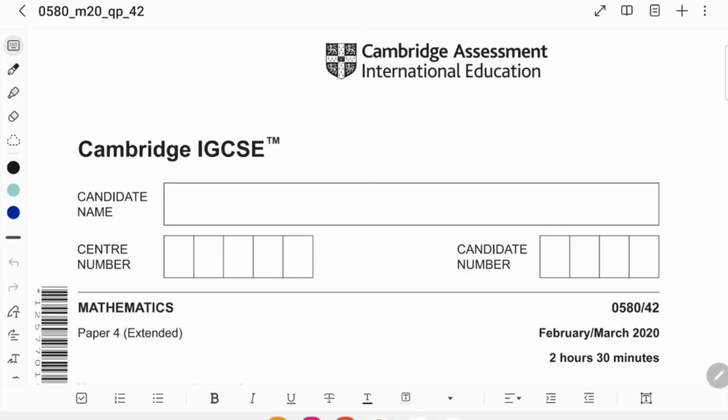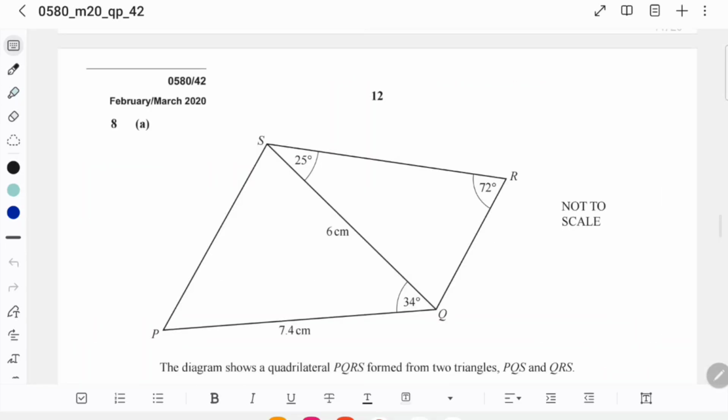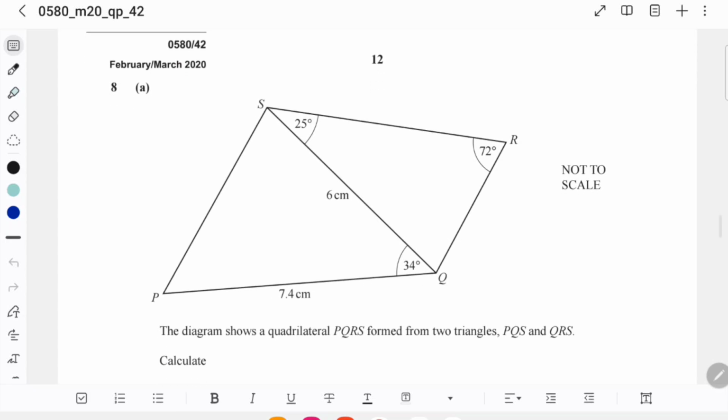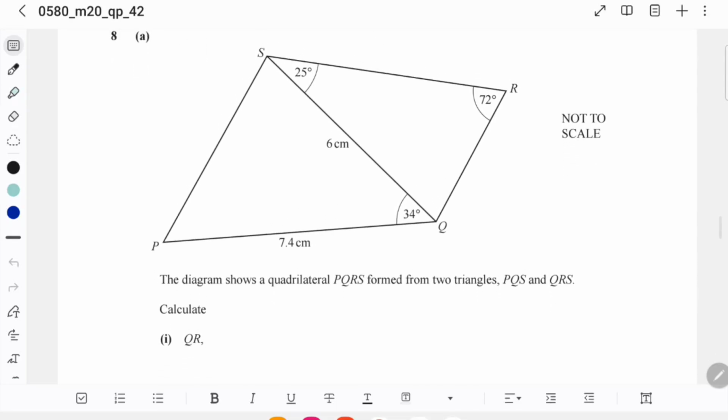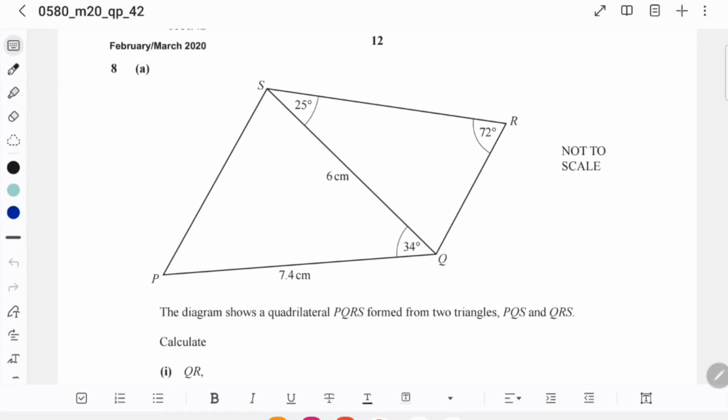So this is 0580 paper 4 Feb March 2020, question 8. Two non-right angle triangles are drawn and it's a quadrilateral altogether. The diagram shows a quadrilateral PQRS formed by the two triangles PQS and QRS. We have to calculate QR in the first part. So in the first part QR is required. QR is this line.